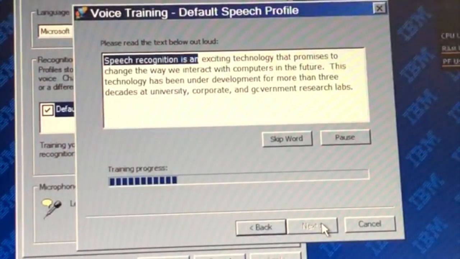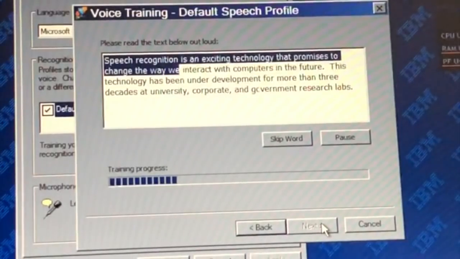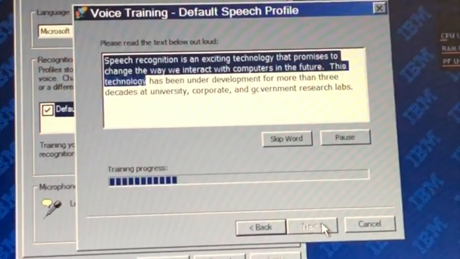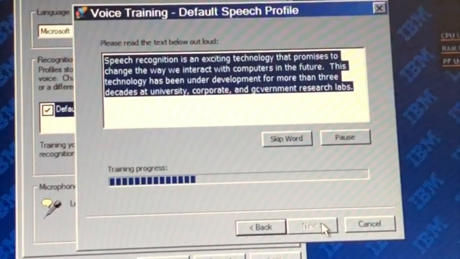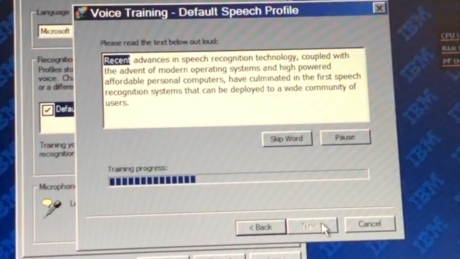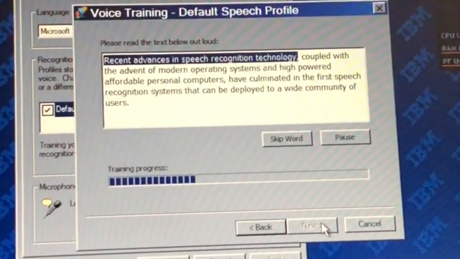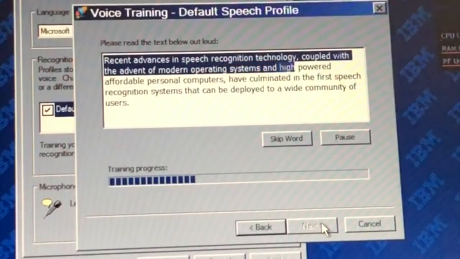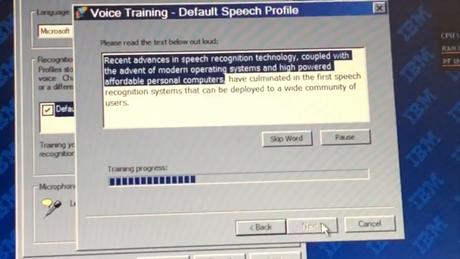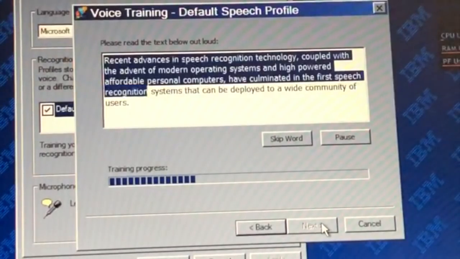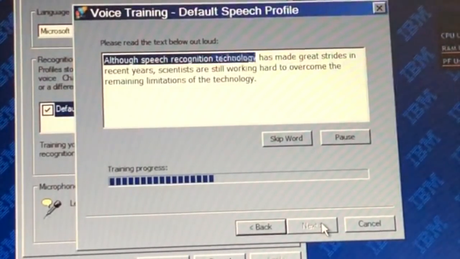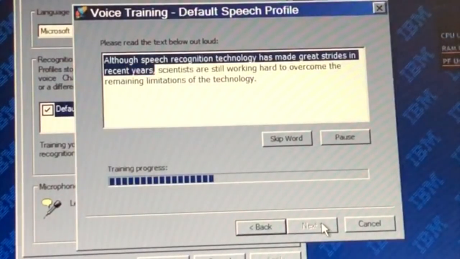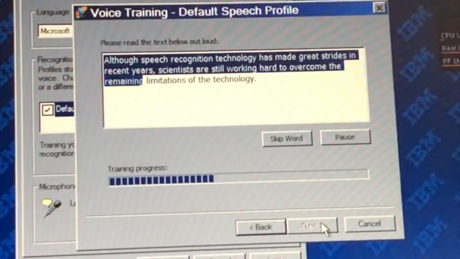Speech recognition is an exciting technology that promises to change the way we interact with computers in the future. This technology has been under development for more than 3 decades at university, corporate, and government research labs. Recent advances in speech recognition technology, coupled with the advent of modern operating systems and high-powered affordable personal computers, have culminated in the first speech recognition systems that can be deployed to a wide community of users. Although speech recognition technology has made great strides in recent years, scientists are still working hard to overcome the remaining limitations of the technology.